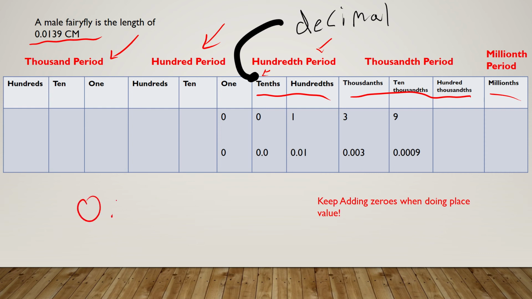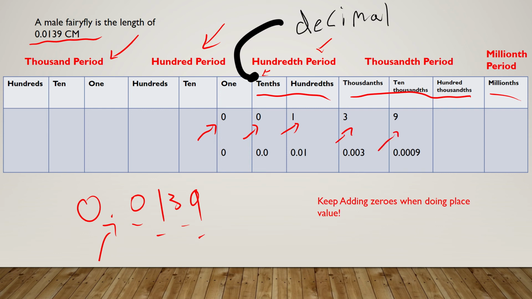Now what we're going to do is look at where the decimal is in this number. So we have 0.0139. Our decimal is right there. So our first number added is going to be 0. Now we have our decimal, so we look at our place value. The 0 is in the tenths, so we put it there. The 1 is in the hundredths, so we put it there. The 3 is in the thousandths, so we put it there. And the 9 is in the 10,000ths.